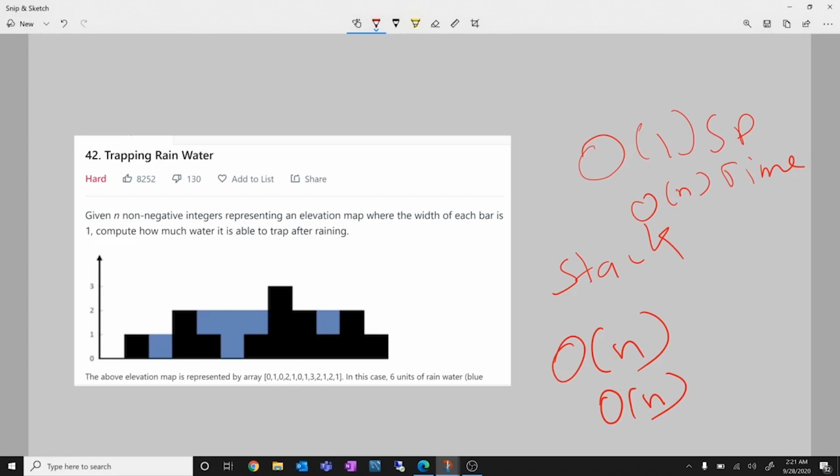The question says that we're going to be given the heights of buildings in an array, and we have to find how much water can be trapped between these buildings. So these are the heights of buildings: this is 1, for this building it's 0, for this building it's 2, for this building again 1, 0, 1, this building is 3, 2, 1, 2, and 1.